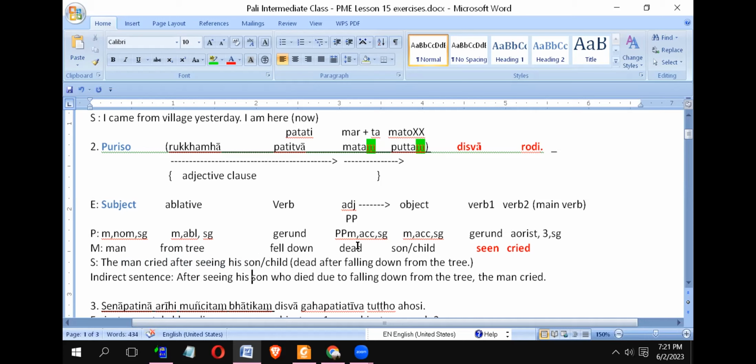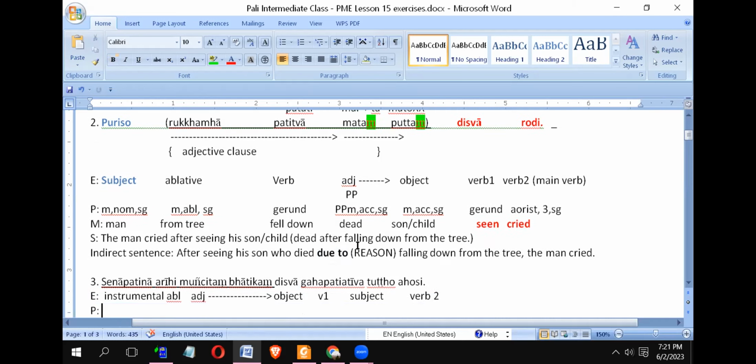Okay, or you want to make it another way. After seeing the son who died due to, or we call it as a reason here. I translate it as a reason here. Okay, you can translate any way as long as you direct or indirect as a reason here. After seeing the son who died due to falling down from the tree, the man cried. Okay, so anyway, direct or indirect, you can make it as long as it makes sense to people.